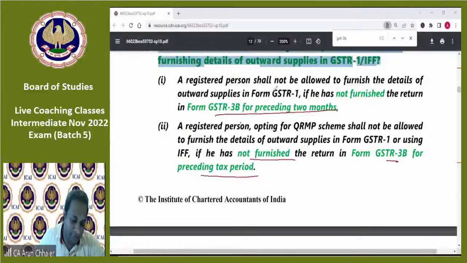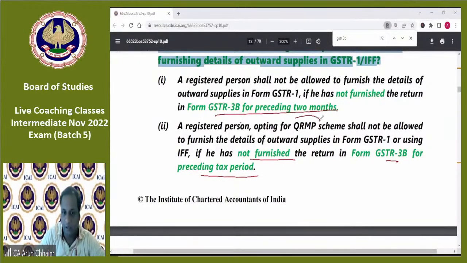Suppose I am registered under the regular category, then my registered purchases would be reported in 2A, 2B. If I am registered under composition, then my B2B purchases will appear in my GSTR 4A. So 2A, 2B is for regular taxpayers. Same thing, GSTR 4A is for composition taxpayers. And the same thing for input service distributor, ISD, is in the GSTR 6.